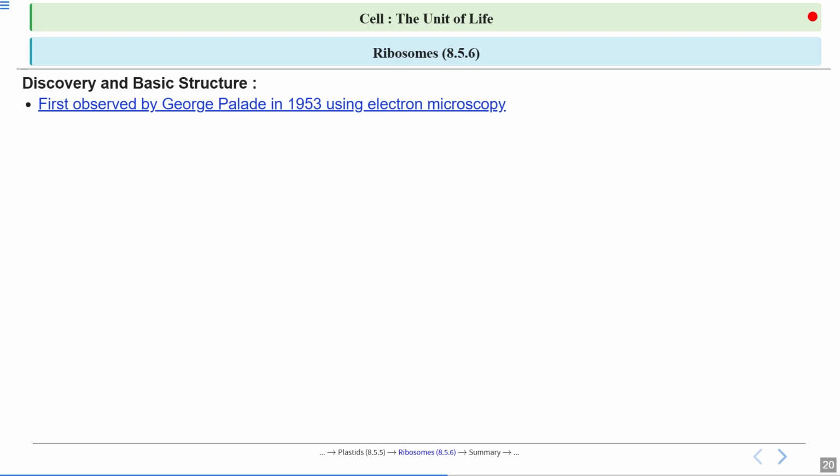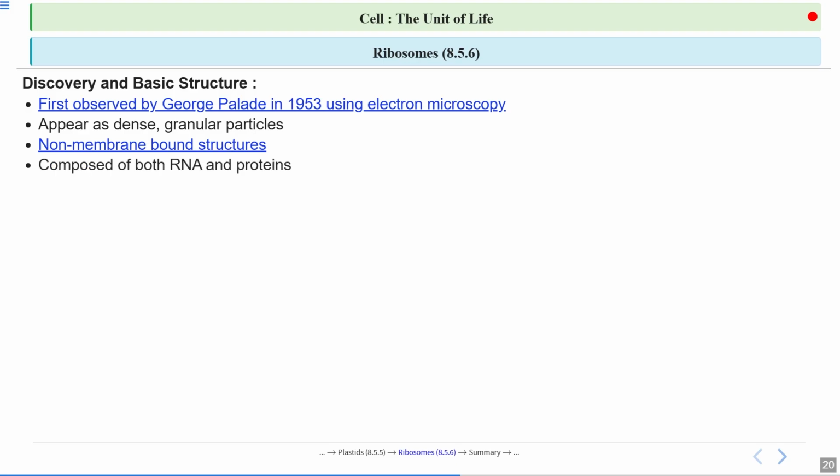Okay, let's talk about the ribosomes. Ribosomes were first discovered and observed by George Palade in 1953 using electron microscopy. They appear as dense granular particles. Remember, ribosomes don't have any membrane around them. So they are non-membrane bound structures. They are not enclosed by a membrane.